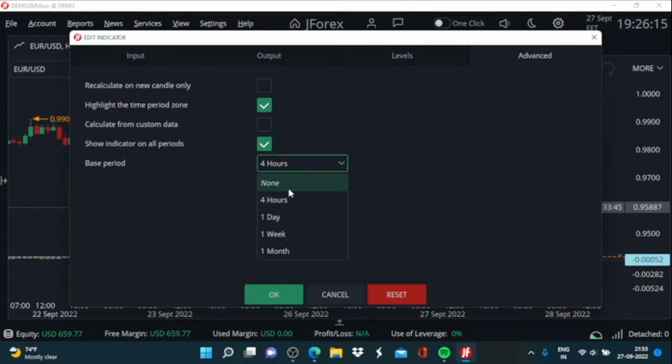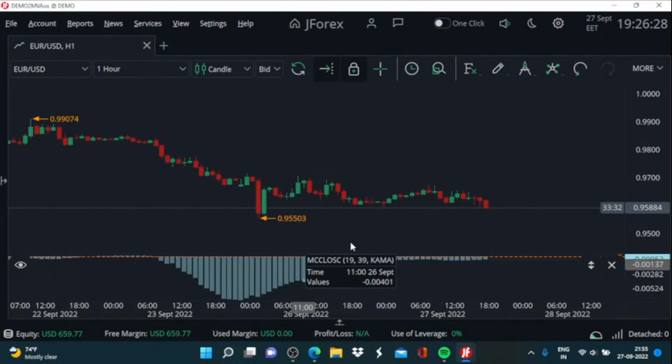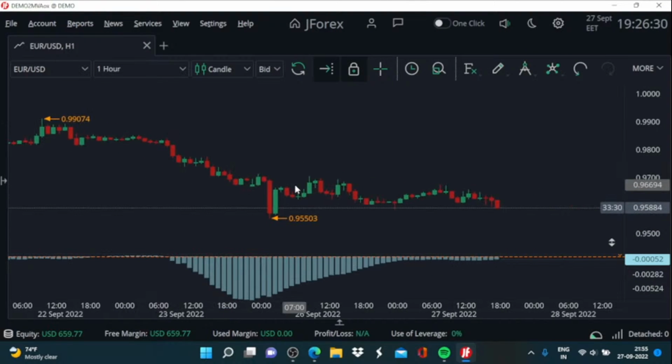If you want the base period to be any of these options, you can go for these 5 options. Any one can be chosen for defining the base period. Generally, it doesn't make much of a difference, so it is almost like one and the same.